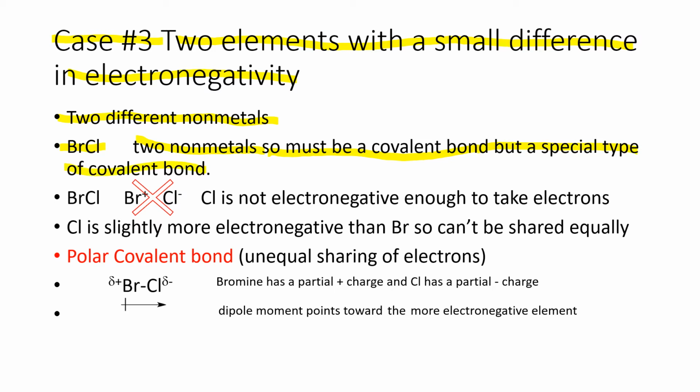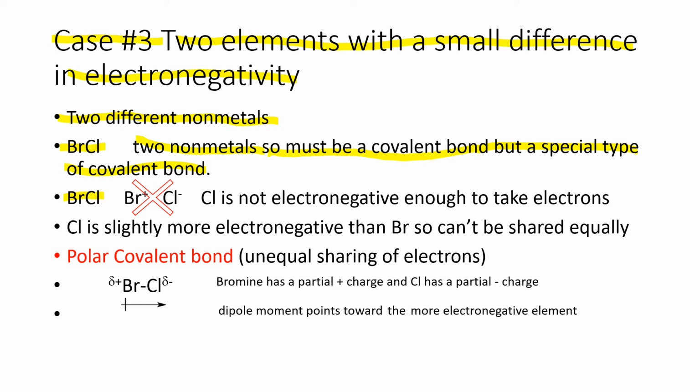So first off, for BrCl, if we look at bromine and chlorine on the periodic table, chlorine is above bromine on the periodic table. That means chlorine is a little bit more electronegative than bromine, but they're close. There's not a big difference. We're not in the same situation when we had sodium and chlorine. When we had sodium and chlorine, we had a huge difference in electronegativity values. Chlorine would just take the electrons from sodium. That's not what we have here.